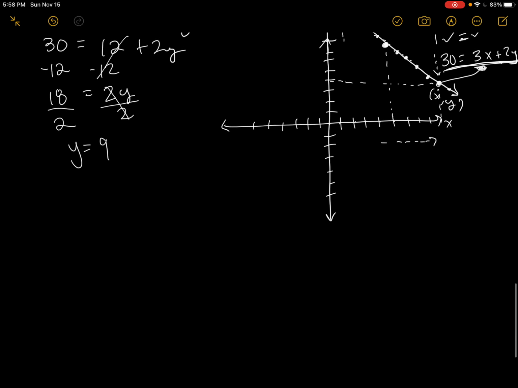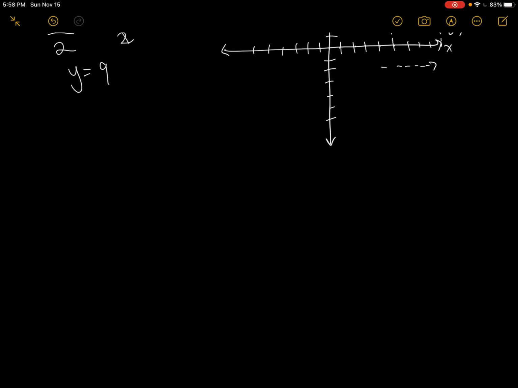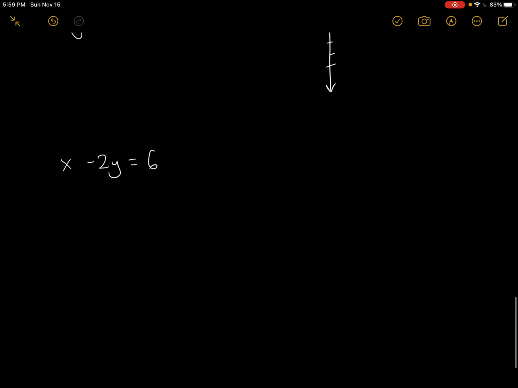Okay, so let's just do one more. We'll do one more little equation. Right, so let's graph this line. I'm going to make a table. And when I'm making a table, I always like to pick small numbers because I just find it easier.